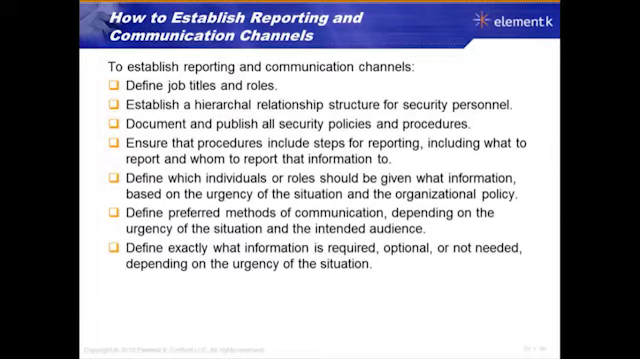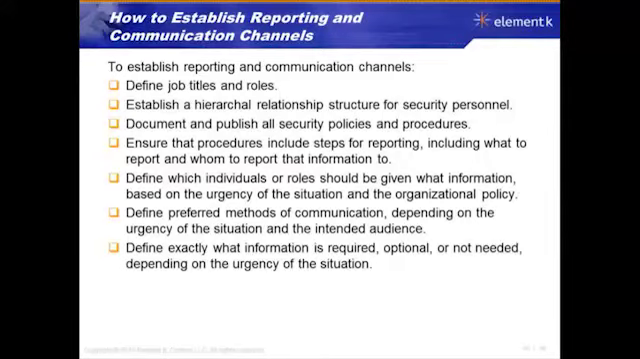Determine the hierarchical relationship. Document and publish all security policies and procedures so people know what's the right thing to do and how to go about doing it. Remember, most people are good, honest, and decent. If they know the right thing to do, they will generally do it. And it also makes it really easy to determine who isn't good, honest, and decent, because they have willfully chosen not to. Ensure that procedures include steps for reporting, including what to report and whom to report that information to.